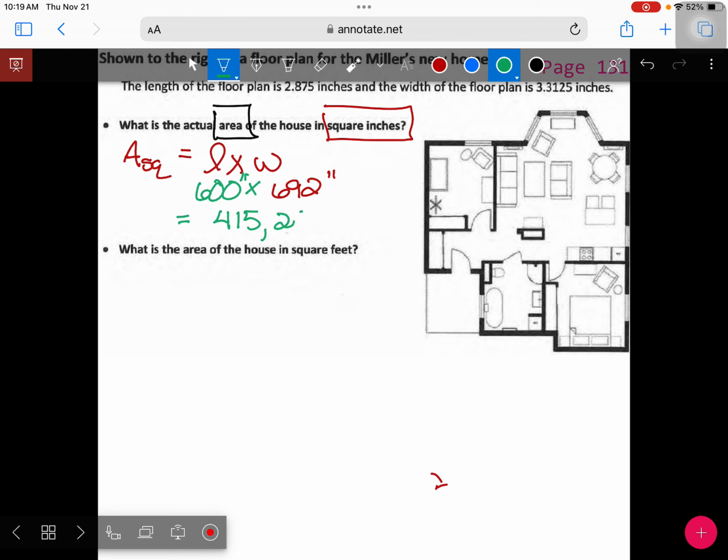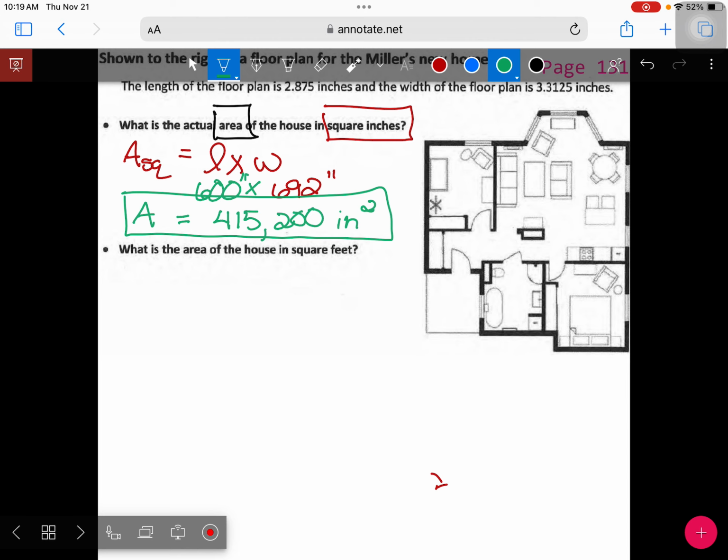$415,200. And how would this be labeled if we're talking about area? Square what? Square inches. So that is the area of the house, okay? That is a problem on your page, right? Does that talk about it on there?